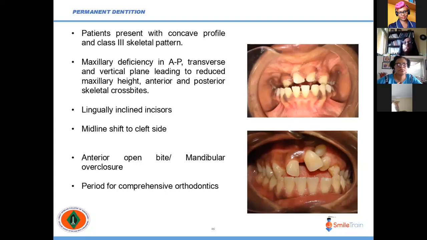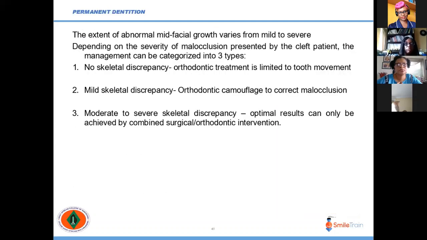Teeth try to compensate. There are lingually inclined incisors due to the pressure coming from the repaired lip. There's also, as I mentioned before, midline shift to the cleft side, anterior open bite or mandibular overclosure. So this is the period for comprehensive orthodontics. This is the period where the patient is going to be placed on full fixed orthodontic appliance wear.